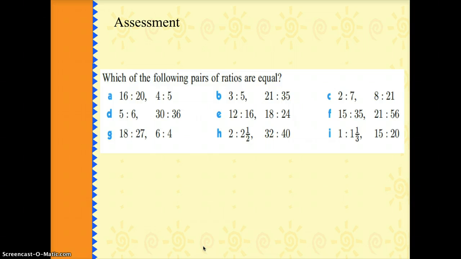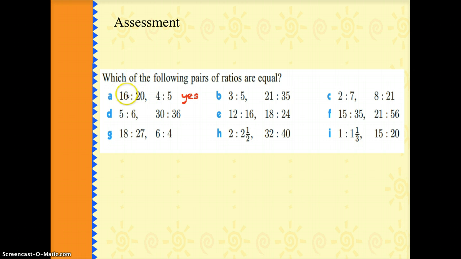Now, here's an assessment. Assess yourself if you have understood the lesson. If not, you can go back and watch the video again from the beginning. Which of the following pairs of ratios are equal? You have to say yes if the ratios are equivalent, or no if they are not. So you're given two ratios in A. 16:20. Is it an equivalent ratio of 4:5? Check your answer. Should be yes.